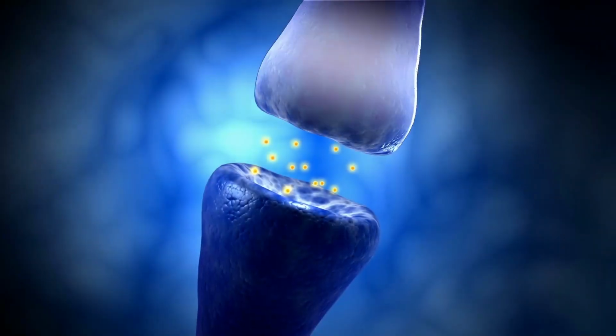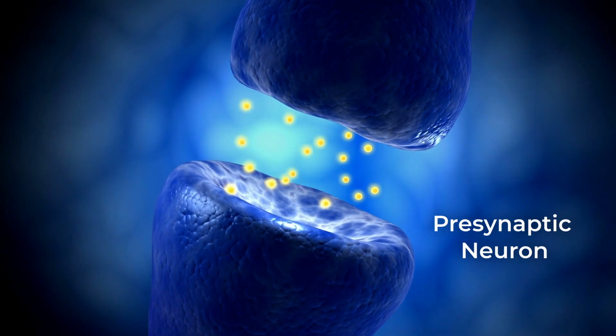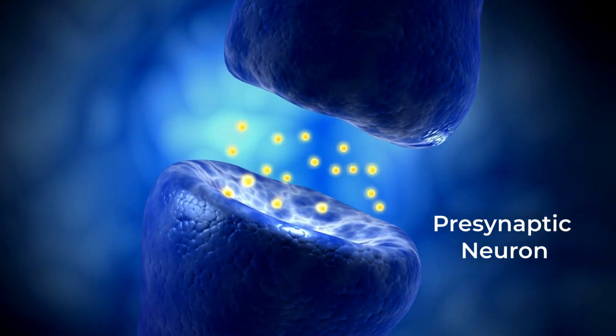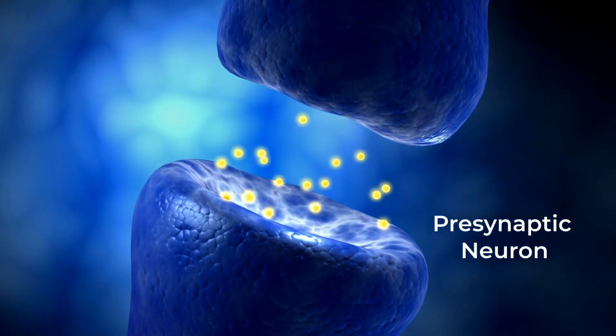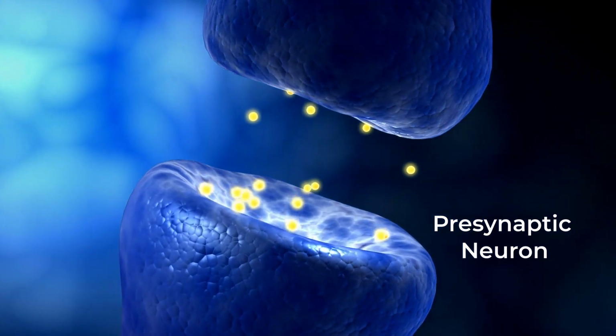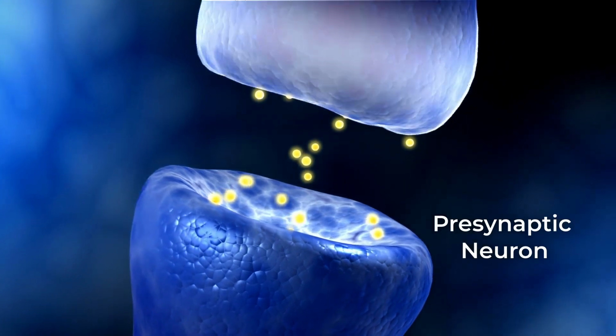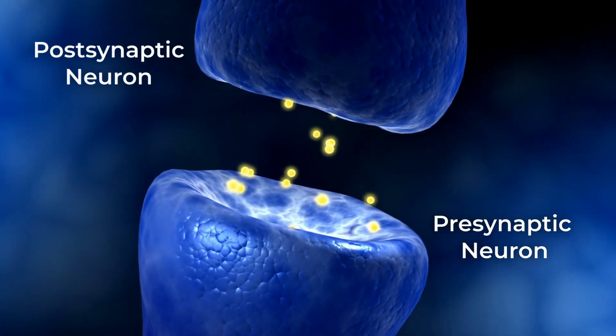The neuron which releases the neurotransmitters is called the presynaptic neuron. Once the action potential reaches the axon terminal of the presynaptic neuron, an influx of calcium in the terminal causes the neurotransmitters to be released in small vesicles to the neuron receiving this information, which we call the postsynaptic neuron.